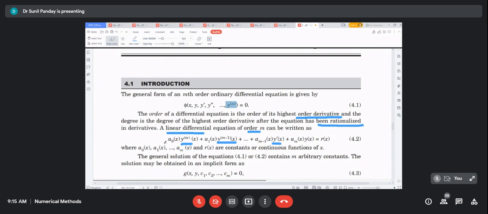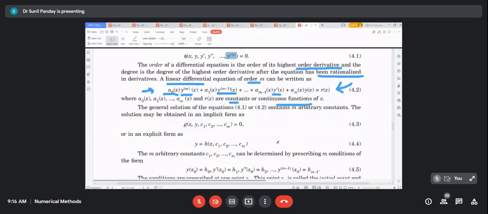Then such an equation is known as a linear differential equation. So here a naught of x can be a function of x or can be a constant also. These a naught, a1 up to am and r(x) are constants or continuous functions of x. If we have this kind of form where a naught, a1, up to am are continuous functions of x or constants, and there is no product of derivative terms and no higher degree term of any derivative, then such a differential equation is known as a linear differential equation.